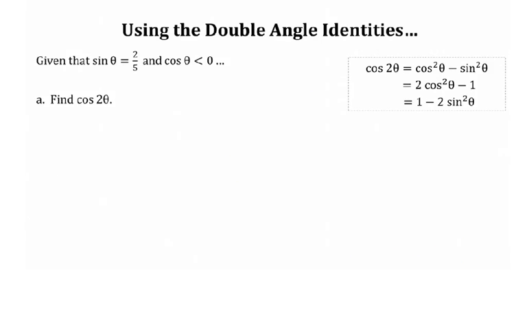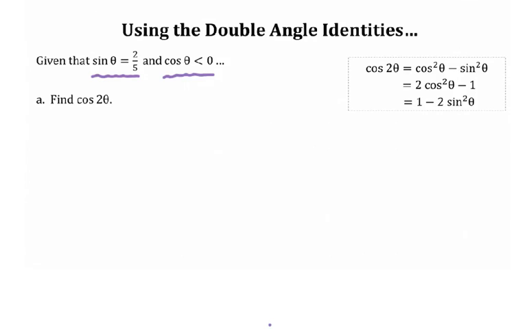The example that I have ready for us involves some given information, and then using that given information along with the double angle identity to answer some questions. So here's what we got. We are going to be given that sine of theta is equal to 2/5, so that's the ratio of opposite over hypotenuse, and we're also given that cosine of an angle is less than 0. Using those two bits of information, we'll start by finding cosine of 2 theta, and then on the next slide we'll find sine of 2 theta.